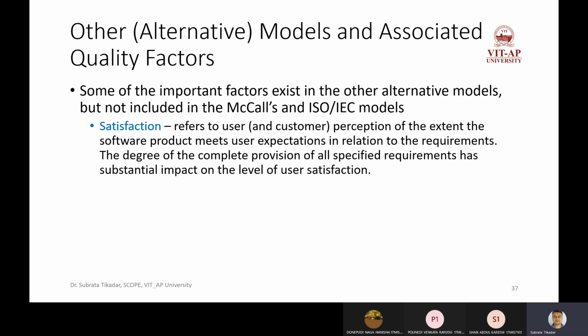Other users are also there. Generally, end users are there who directly use your application. There are some intermediate users like vendors and all these things. Some maintenance teams are also there, so they are also users. So users are a lot. It refers to the user's perception of the extent to which the software product meets user expectation in relation to the requirements. The degree of complete provision of all specified requirements has a substantial impact on the level of user satisfaction. So this is also included in the state of the art usability metrics, as I already mentioned.